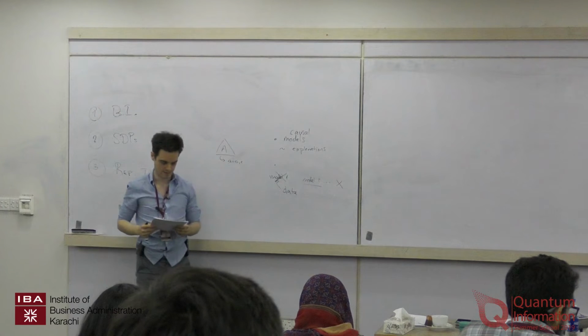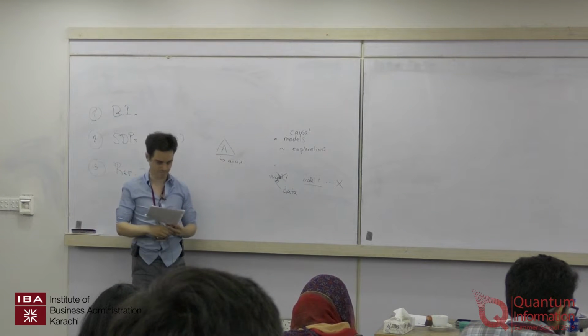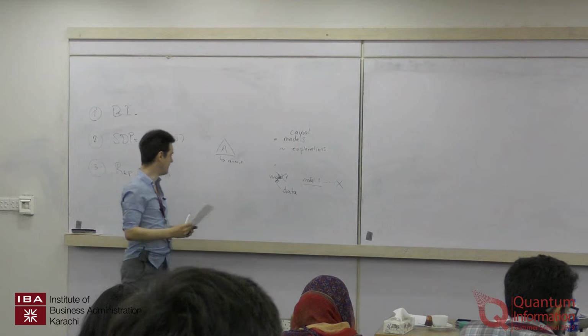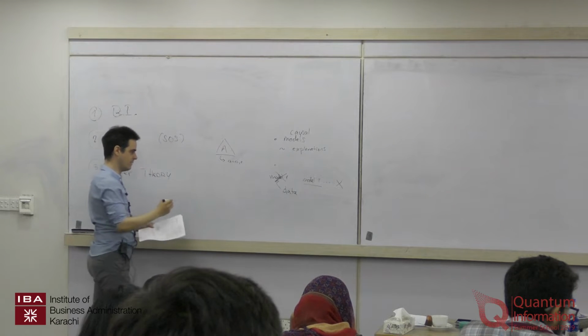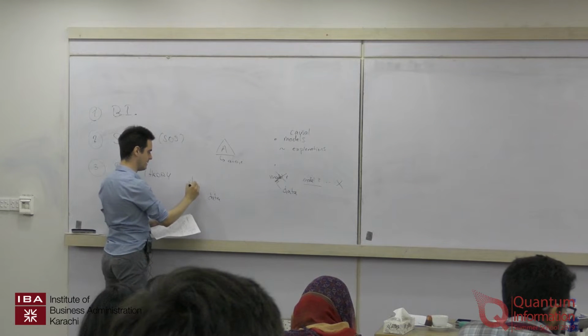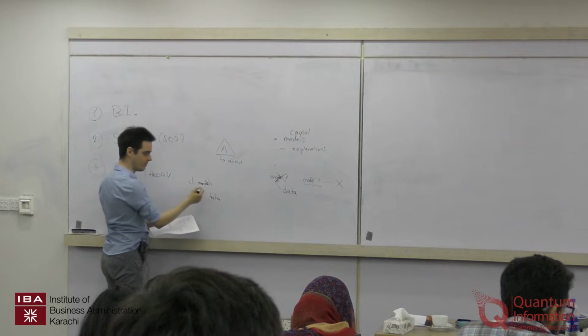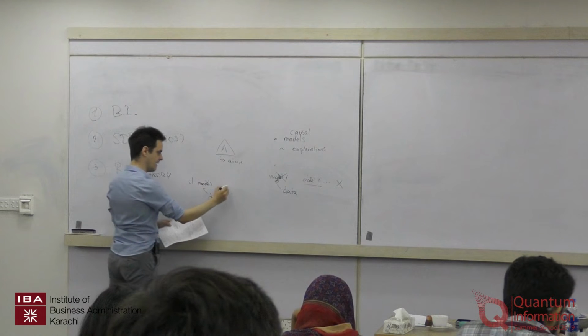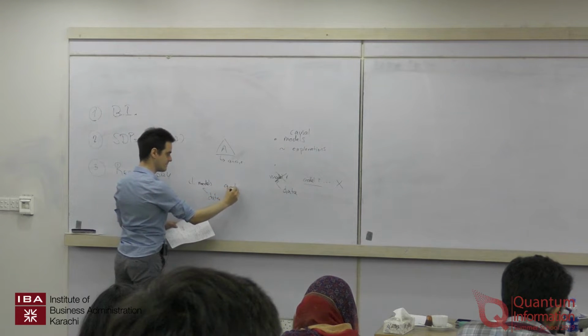So one big question that we will have is that we will take some data and we will build two kinds of model. The first type of model will be models that come from classical physics, and models that come from quantum physics.